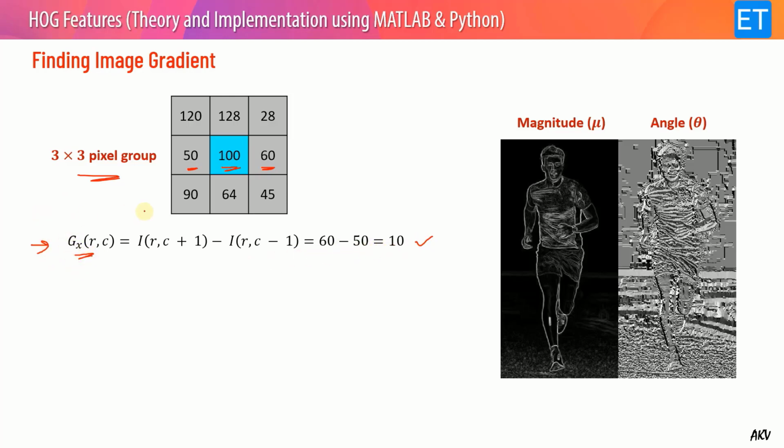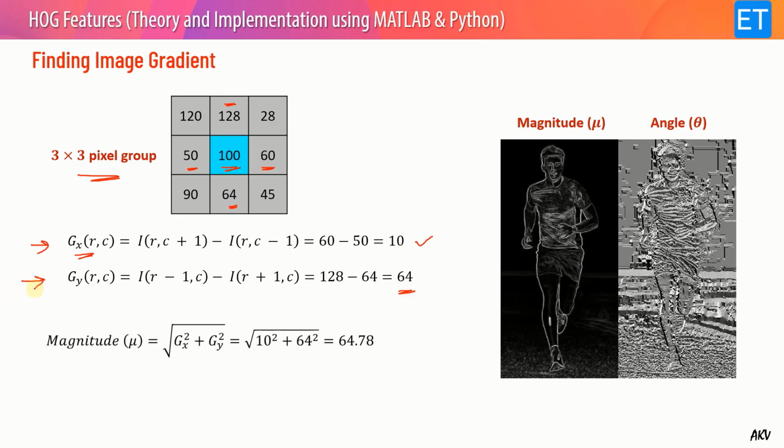So that is the gradient in the x direction, and in the y direction I will simply subtract these values for the center pixels. I mean 128 minus 64 like this. So the remaining value is 64. So this is in the y direction.